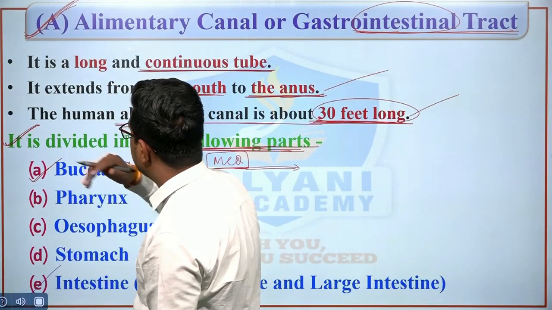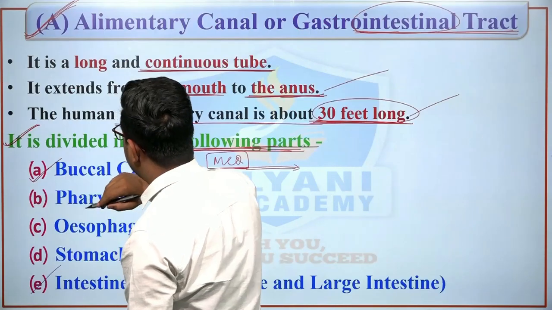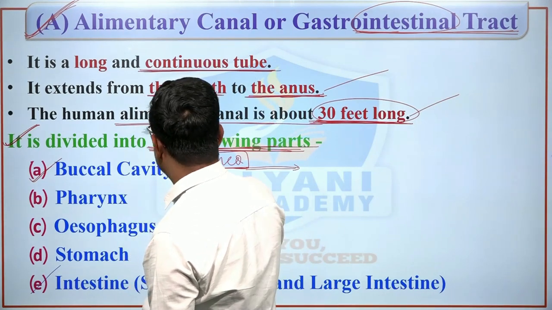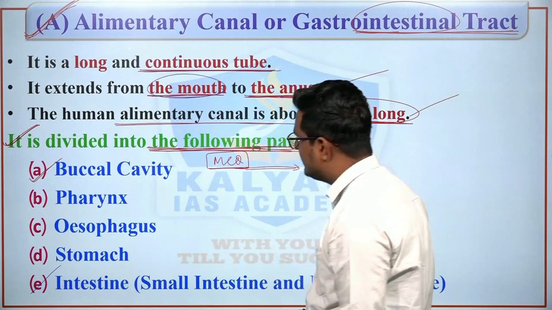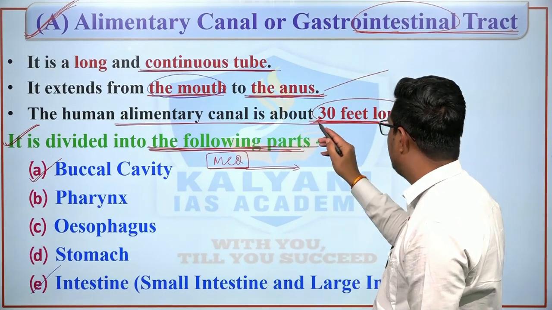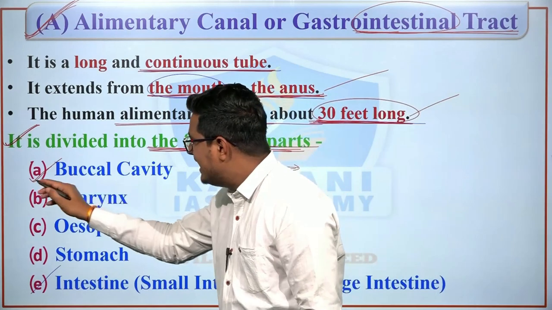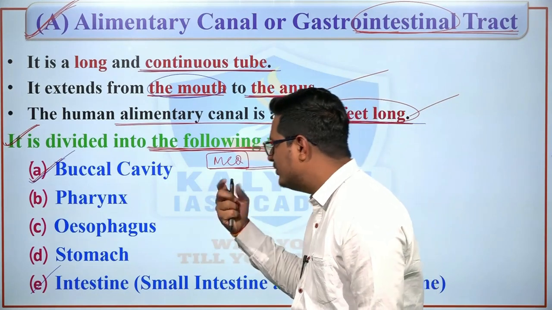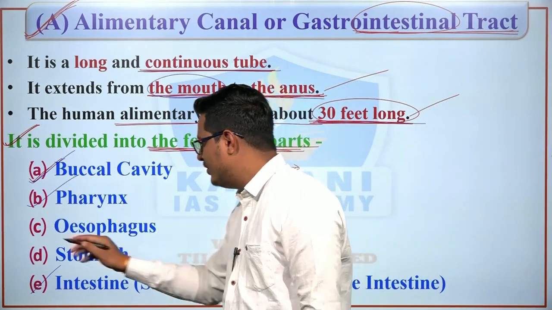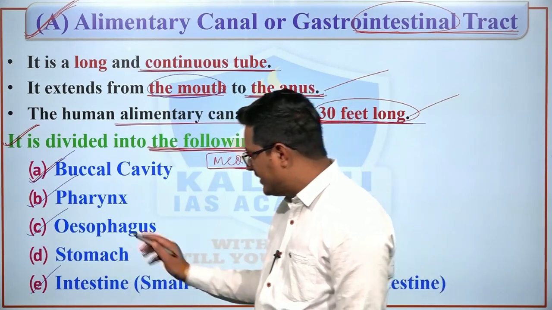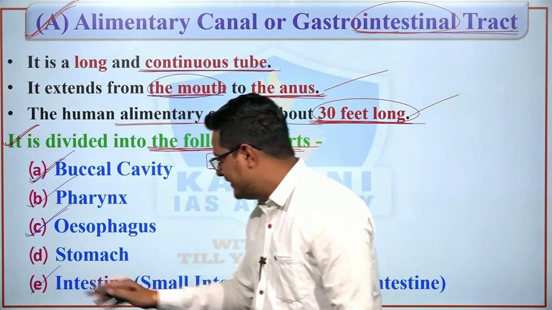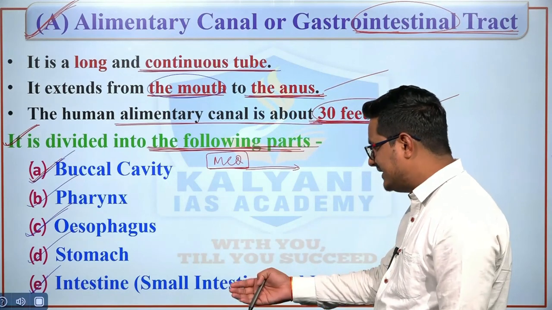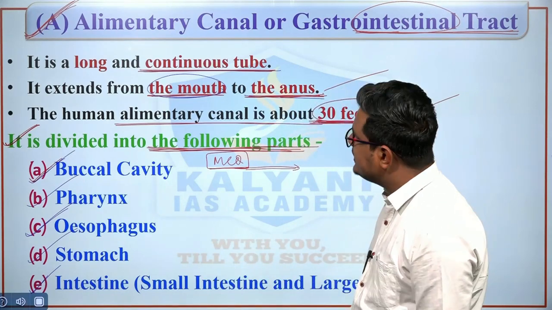So you have to keep in mind three facts. The first is that the alimentary canal is a long and continuous tube. It extends from the mouth of the human body to the anus, and the length of the alimentary canal is about 30 feet. It is divided into the following parts. The first is the buccal cavity, commonly known as the mouth. Then the pharynx, also known as the voice box. Then the oesophagus, or we can say the food pipe. Then the stomach, and next is the intestine, which includes the small intestine as well as the large intestine.